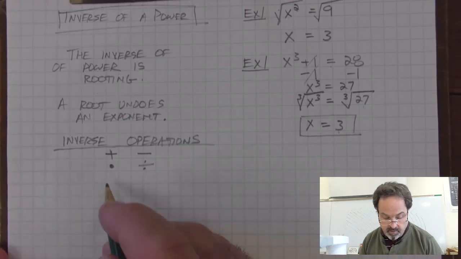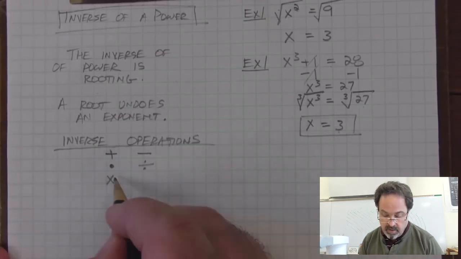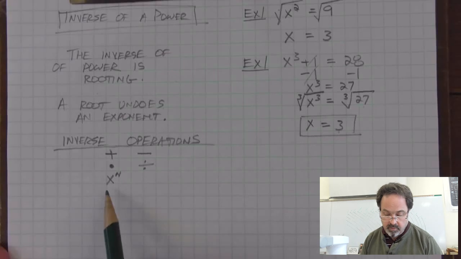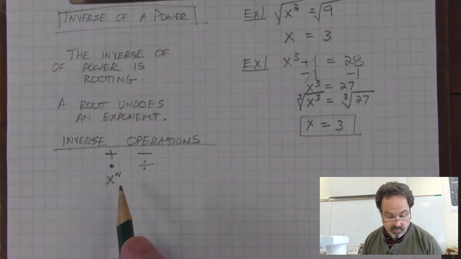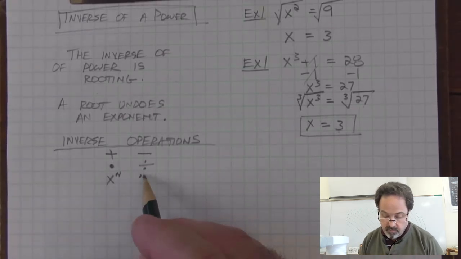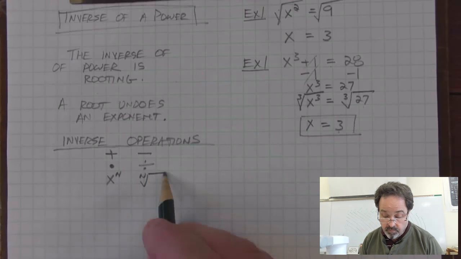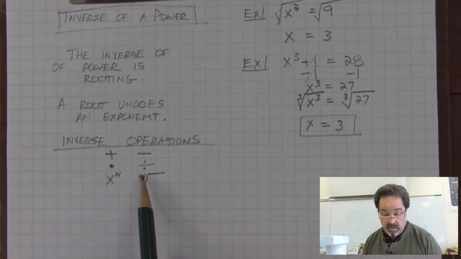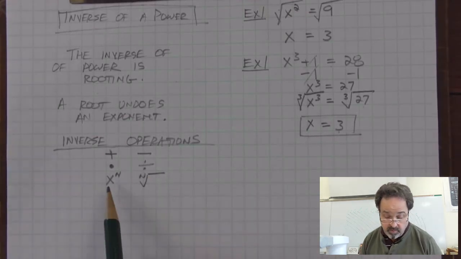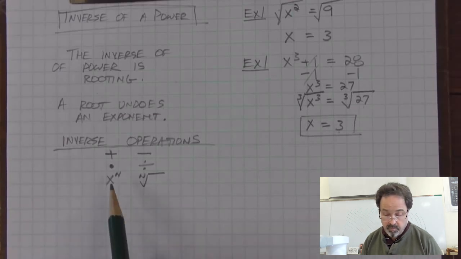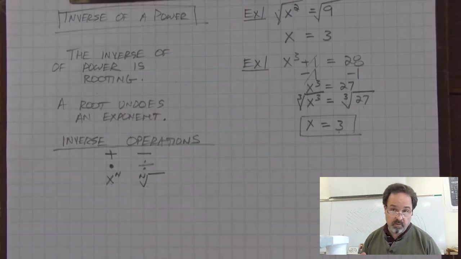Now we're thinking about undoing an exponent in a power, like x to the n exponent, with the inverse nth root. And we can undo the nth root by the nth power. Powering and rooting are inverses.